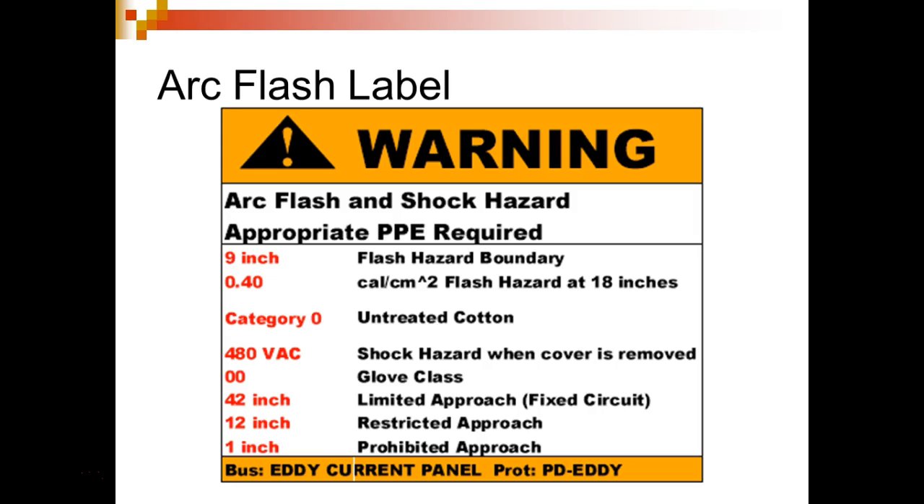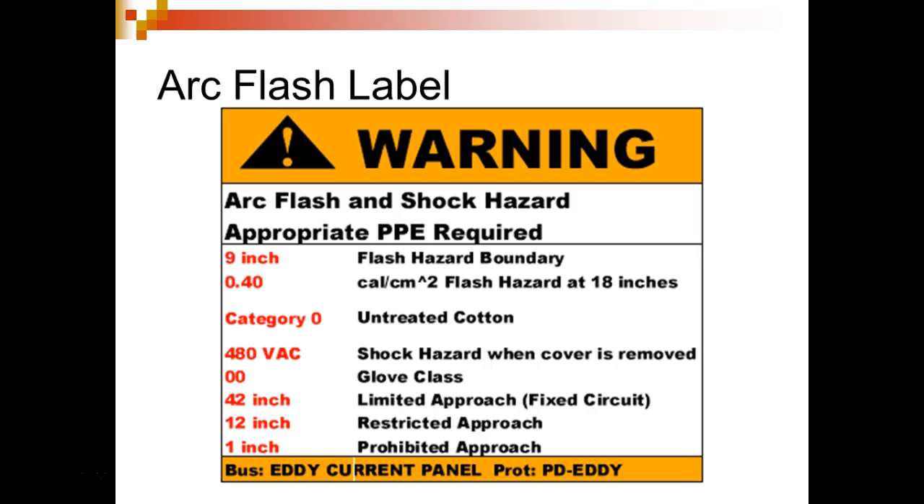These are warning signs. This is our PPE, our flash labels. So we have labels that are supposed to be on equipment now that indicate what we need to do. It indicates what type of PPE we're supposed to wear. So this would be a warning label. Arc flash or shock hazard, appropriate PPE required, 9-inch flash hazard boundary.